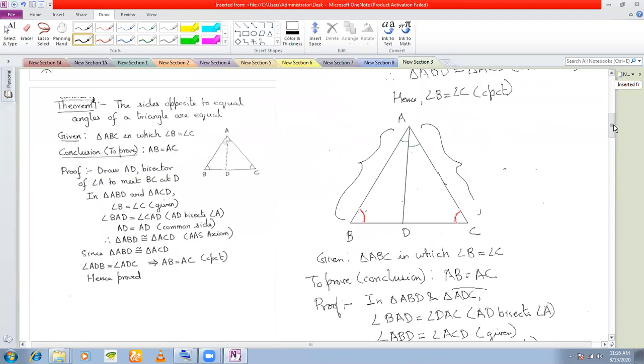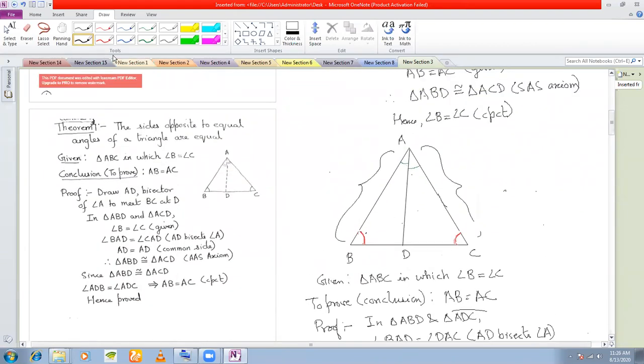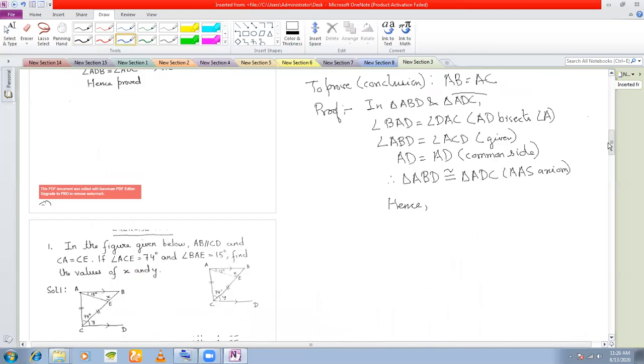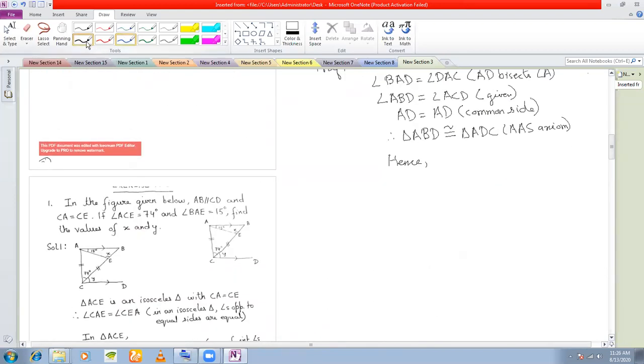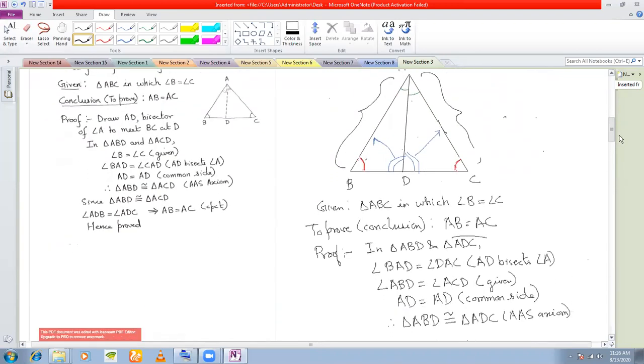Then the two angles are equal. So the third angle also has to be equal. Since the red angle and green angle of the two triangles are equal, therefore this angle also has to be equal to this, and opposite to this is this. So therefore by CPCT I can say that AB is equal to AC. Okay, so this proof is also very important.